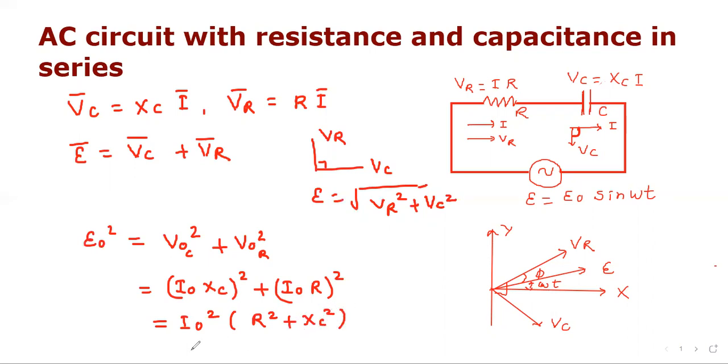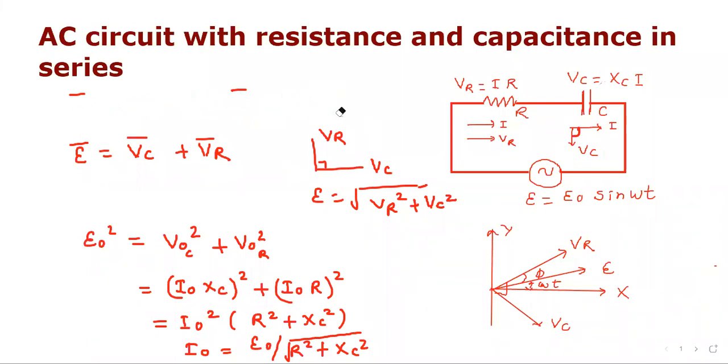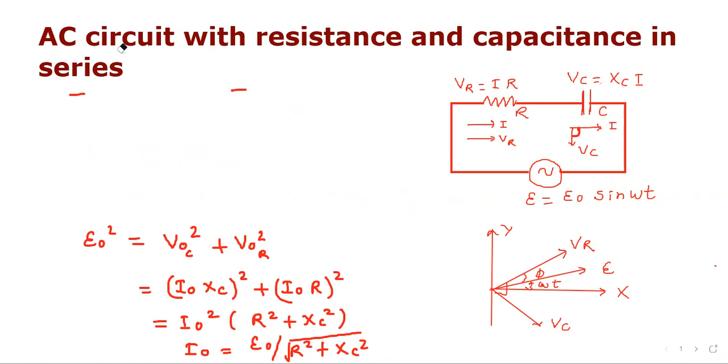So we can find the value of peak current. I0 is peak current, which is equal to E0 divided by the root of R square plus XC square. Here, the root of R square plus XC square is called impedance, which is denoted as Z. So Z equal to root of R square plus XC square.